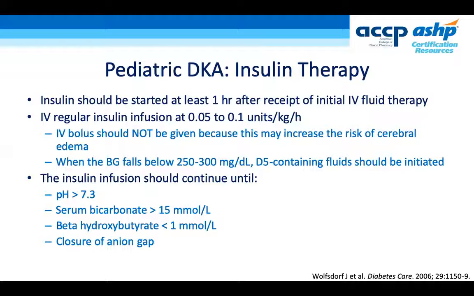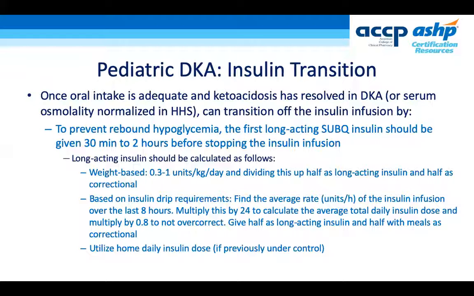Our overall management goals are the same. So the insulin infusion should continue until your pH is resolved, your bicarbonate is up, and your anion gap is closed. Just as in adults, once oral intake is adequate and ketoacidosis has resolved in DKA, or serum osmolality normalized in HHS, you can transition off the insulin infusion. You also, just as in adults, want to ensure that there is an overlap between the insulin infusion and the subcutaneous long-acting insulin, so that way you don't get rebound hypoglycemia.